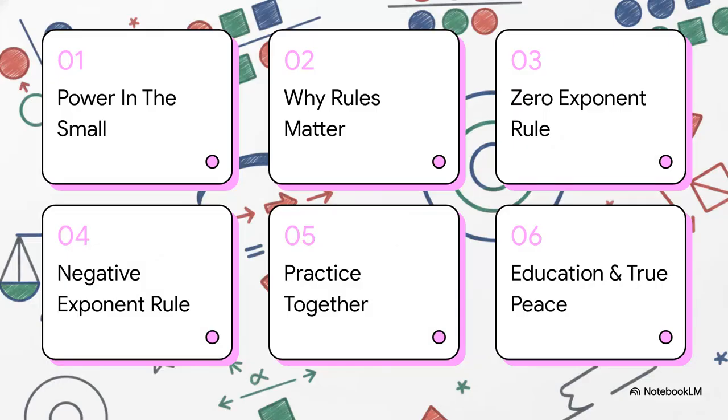So here's our roadmap for today. Section 1, Power in the Small. Section 2, Why Exponent Rules Matter. Section 3, the Zero Exponent Rule. Section 4, the Negative Exponent Rule. Section 5, Let's Practice Together. And finally, Section 6, Education and True Peace.